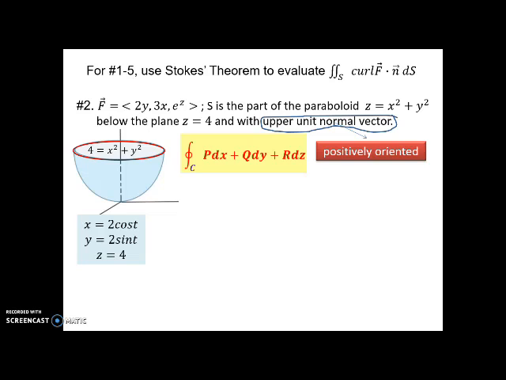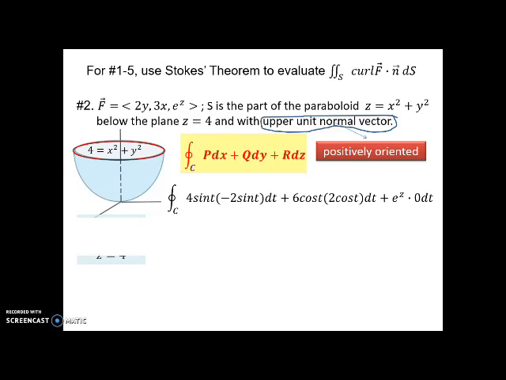So now we got to plug into our line integral. P is 2y, so that's going to be 4 sine t. Q is 3x, that's going to be 6 cosine t. And then dx is going to be derivative 2 cosine t, which is negative 2 sine t. dy is the derivative of y, which is going to be 2 cosine t. So putting all those into our line integral gives us that. And we just drop off that last term. Yay!